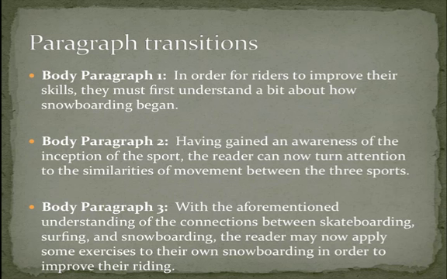Here are my transitions into each body paragraph. So if I've just written my thesis statement, then body paragraph 1, the topic sentence might look like this. In order for writers to improve their skills, they must first understand a bit about how snowboarding began. Okay, so the transition is in order for writers to improve their skills. That's reminding the reader what your thesis is going to be about. And then the topic sentence is forecasting what that paragraph is going to be about. They need to understand how snowboarding began.